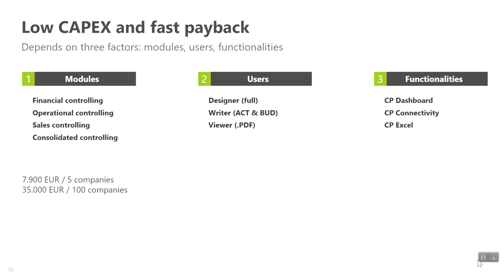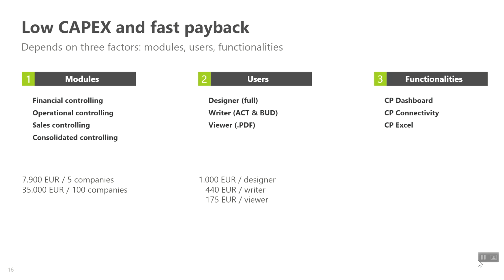of the price. So if you choose one module, it's 7,900 euros for a group that has 5 companies. If you have more than 5 companies, the price won't be multiplied by the number of companies. Instead, it will be, for instance, here 35,000 euros for 100 companies. If you buy more than one module, the price won't add up. It will be deducted, and you will have a deduction for each additional module that you purchase.